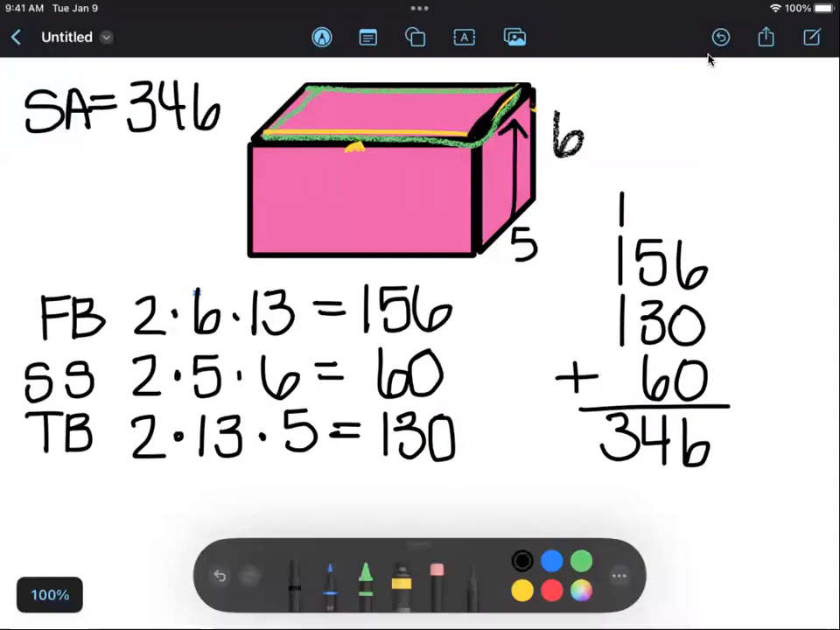Now, whatever this is labeled as in units, whether it's centimeters, millimeters, inches, anything like that, it would be squared because we're talking about area. So I'm just going to label this as units squared. 346 units squared.